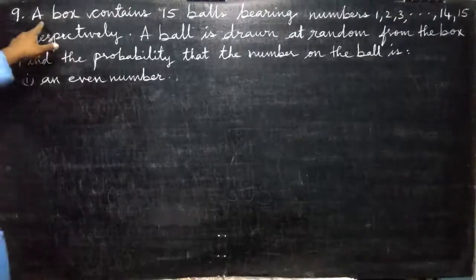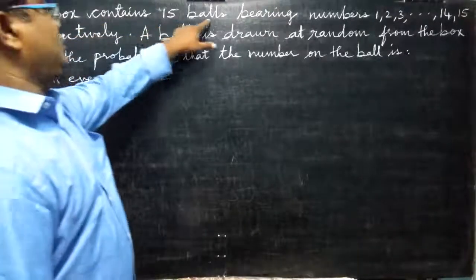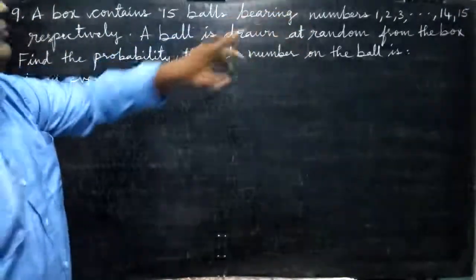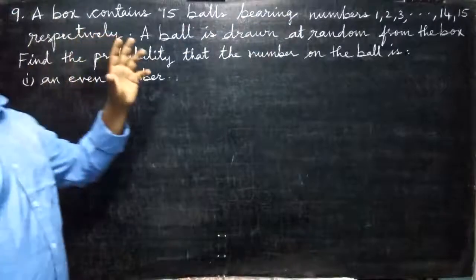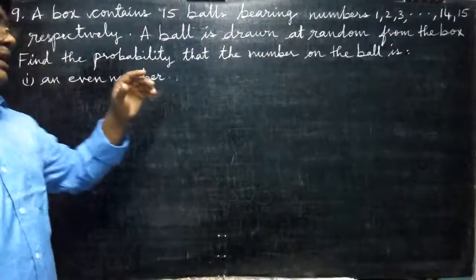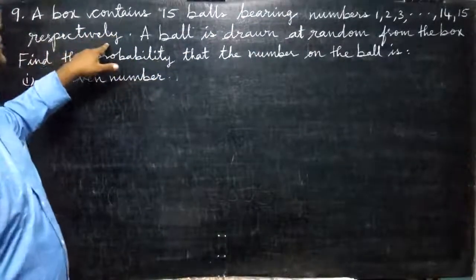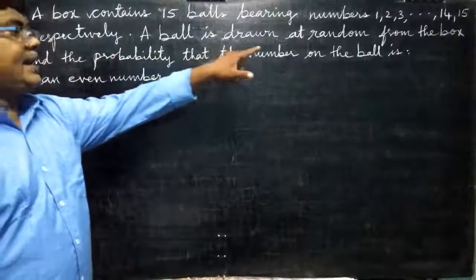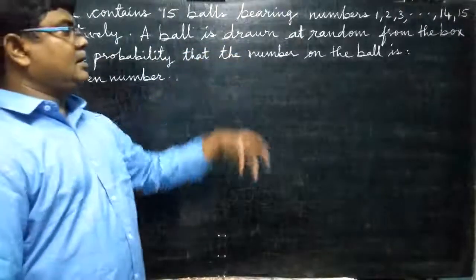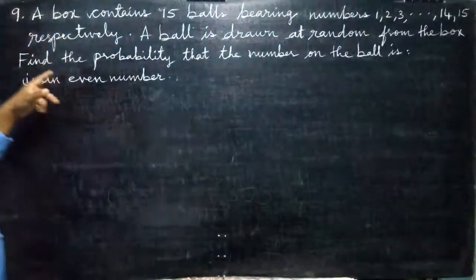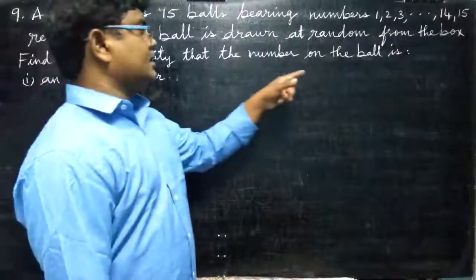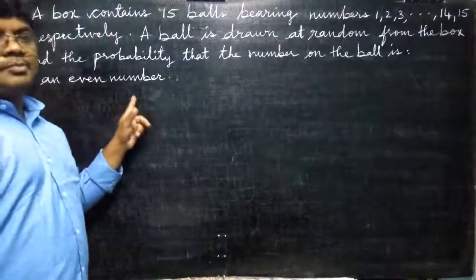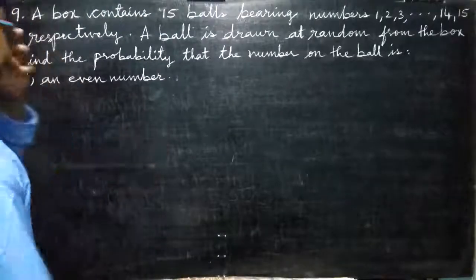Ninth problem. A box contains 15 balls bearing numbers 1, 2, 3, 4, so on, 14, 15. On each ball there is a number, 1 to 15 respectively. A ball is drawn at random from the box. Find the probability that the number on the ball is an even number.